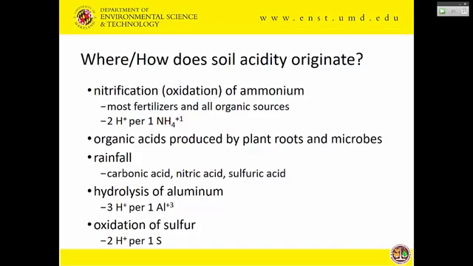And then there's the oxidation of sulfur, and this is what happens in the acid sulfate soils. Sulfur is present as a sulfide, or elemental sulfur, and as that's oxidized, there's 2 units of hydrogen released for every 1 unit of sulfur, either in your sulfide or in pure elemental sulfur. So you can see why there's acidification occurring.